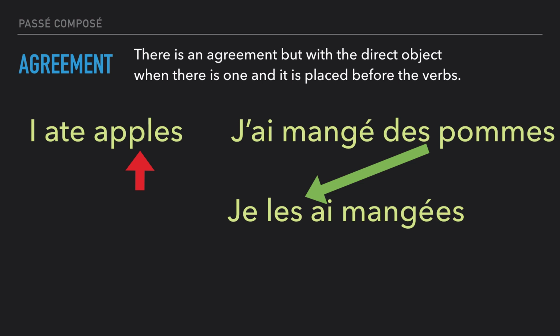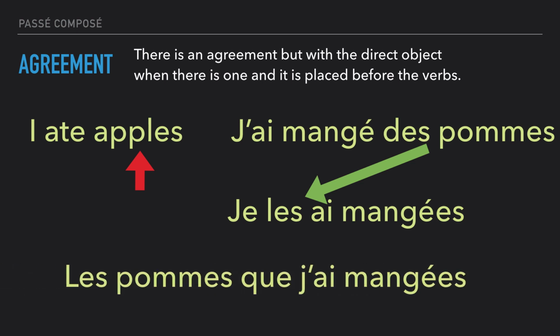So, je les ai mangées, it's interesting to know that you need an es when, again, the direct object is placed before the verbs. Another example is les pommes que j'ai mangées, so the apples that I ate. Again, here, pomme is before the verb, so there is an agreement, and you need es at the end of your past participle. Okay? So it's what you need to know about this lesson.